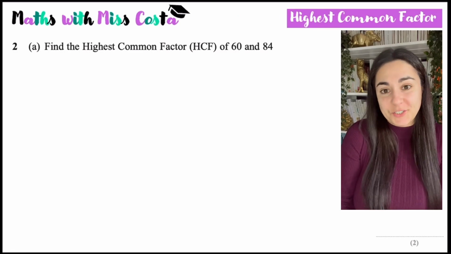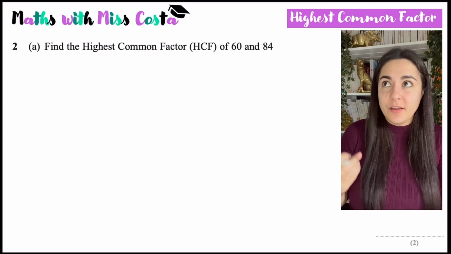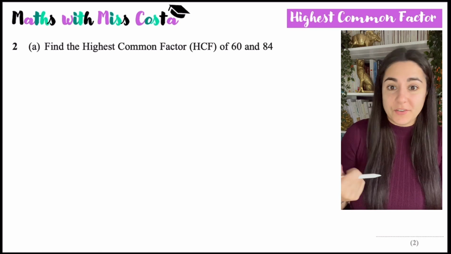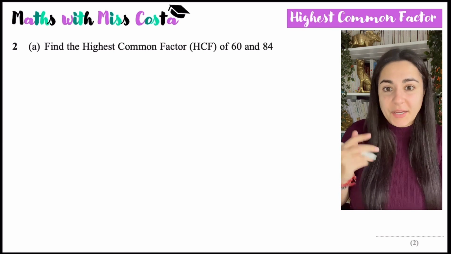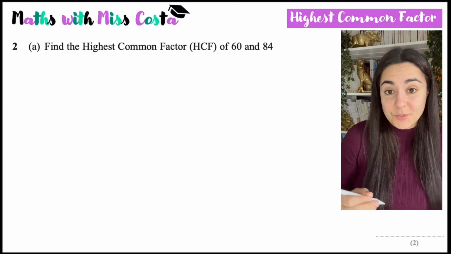Okay, so in this question, you're being asked to find the highest common factor of two numbers. Now, a factor is just a number that multiplies into that number. So, for instance, the factors of 10 would be 2, 5, 10, 1. So any number that multiplies into it. So we want to find the common factor between 60 and 84.